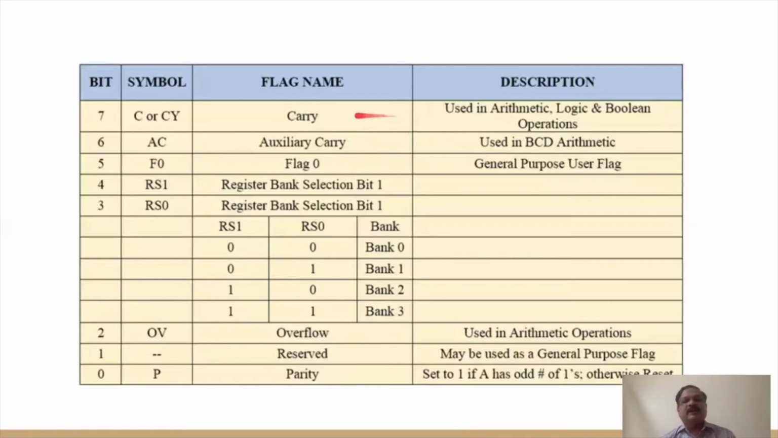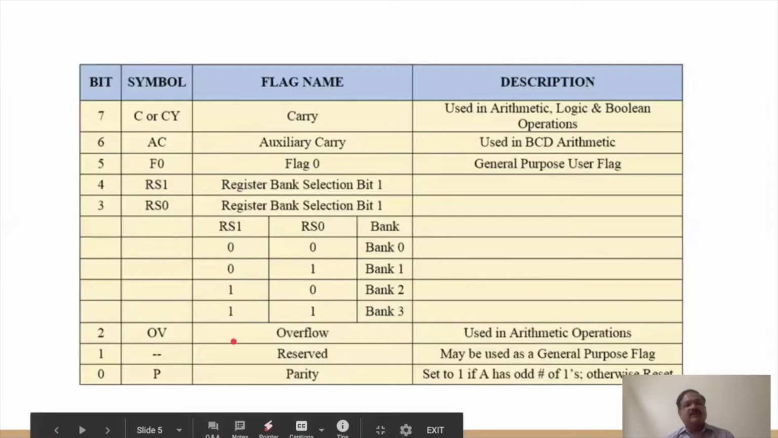As far as the carry flag is concerned, whenever there is a carry out of the MSB, let us say addition of 2 8-bit numbers and there is a carry after the addition of the MSB bits, the carry flag will be set. So it is mainly used in arithmetic, logic, and Boolean operations. So this indicates the status, whether the carry is there, whether the overflow is there, whether parity is odd or even. That's why it is called the program status word.